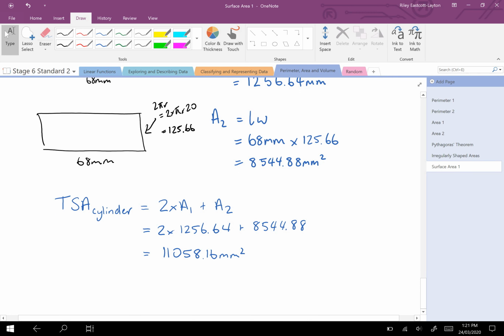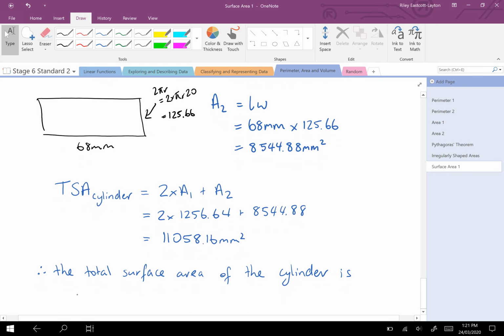So 11,058.16 millimeters squared. And then we just finish off, as always, with a therefore statement. Therefore, the total surface area of the cylinder is 11058.16 millimeters squared.